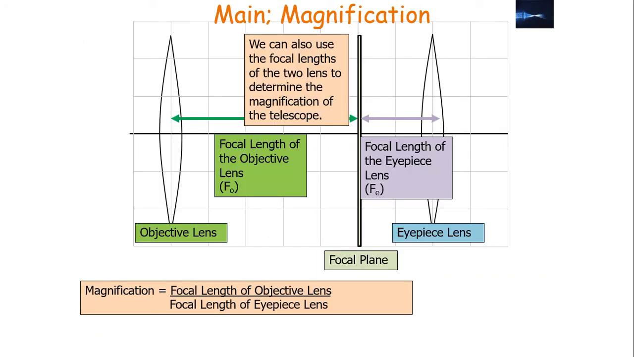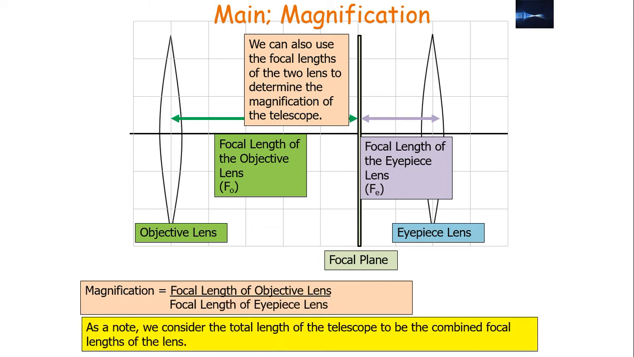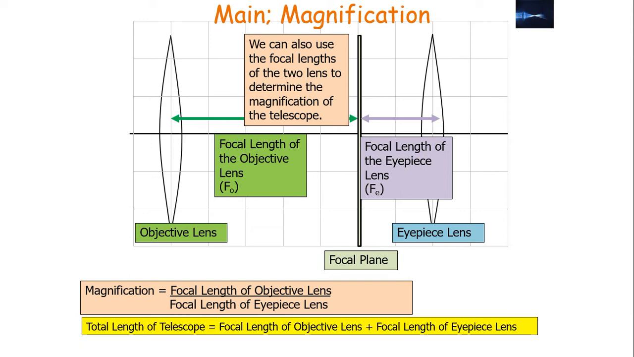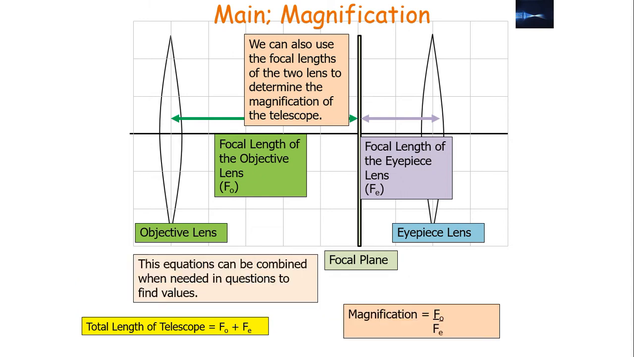Now, we can also use the focal lengths of the two lenses to determine the magnification of the telescope. Previously, we said the focal length of the objective lens is FO and the focal length of the eyepiece lens is FE. We can work out the magnification by saying magnification equals focal length of objective lens divided by focal length of eyepiece lens, or FO divided by FE. As a note, we said before we consider the total length of the telescope to be the combined focal lengths. So the total length is FO plus FE, as shown on this diagram. This allows us to combine the two equations to find values in questions.